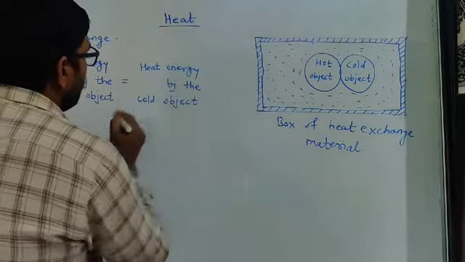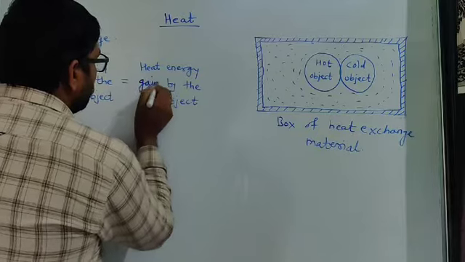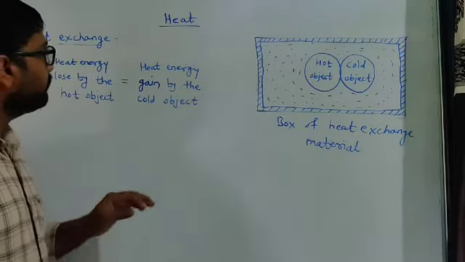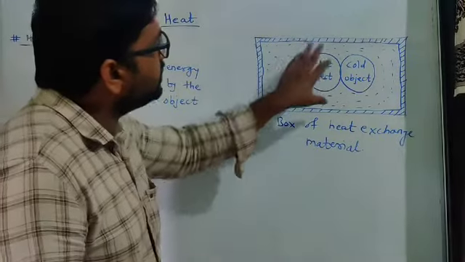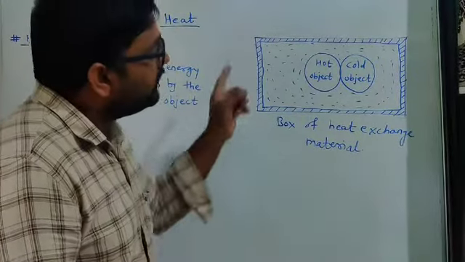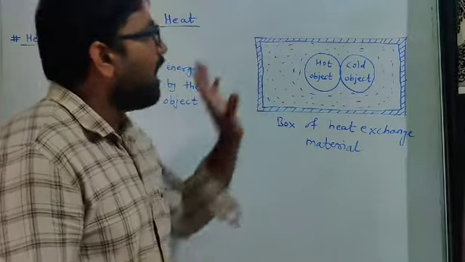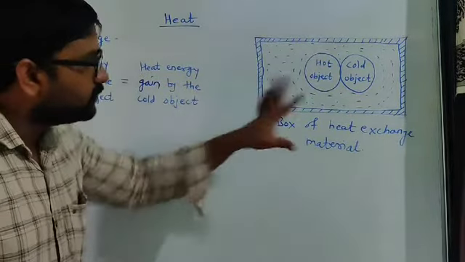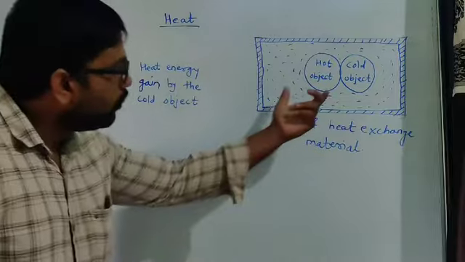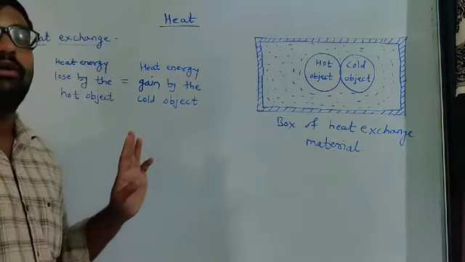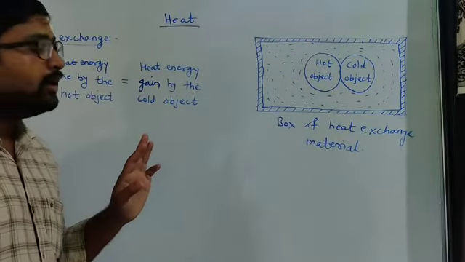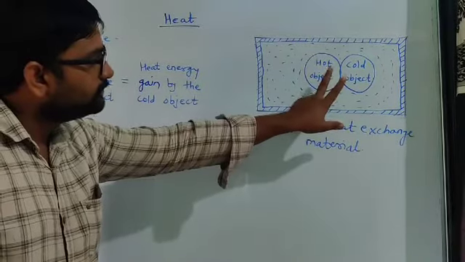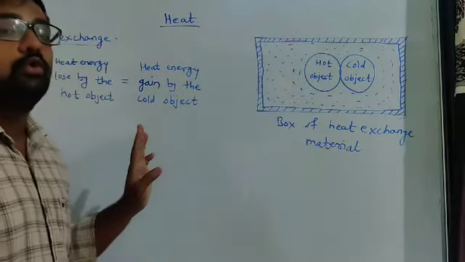Heat energy gained by the cold object. Okay, so whatever heat energy this hot object loses, all that heat energy is absorbed by this cold object, because this is an isolated system and only these two bodies are in contact with each other. Okay, so whatever change takes place here corresponds to only these two objects.